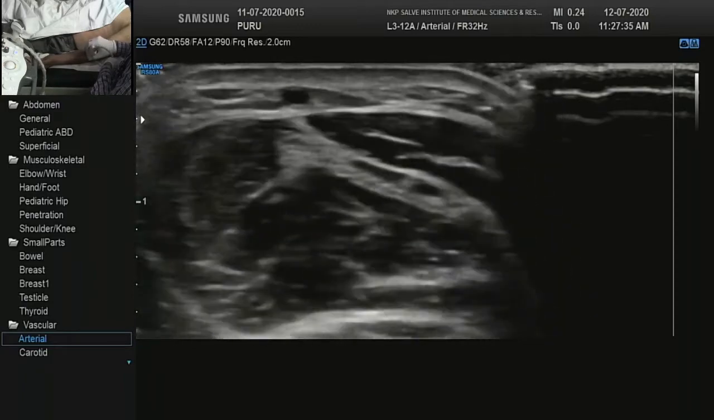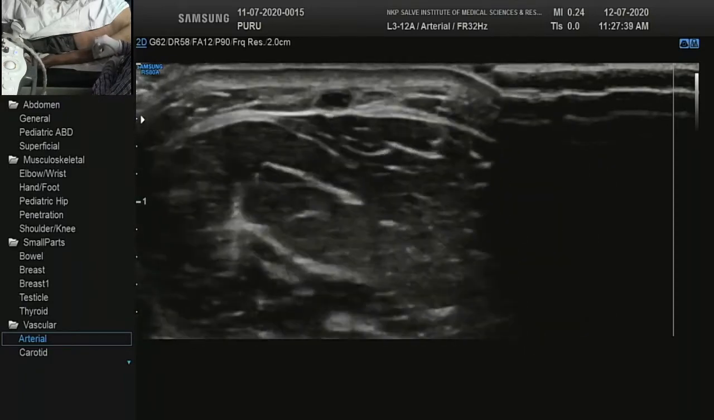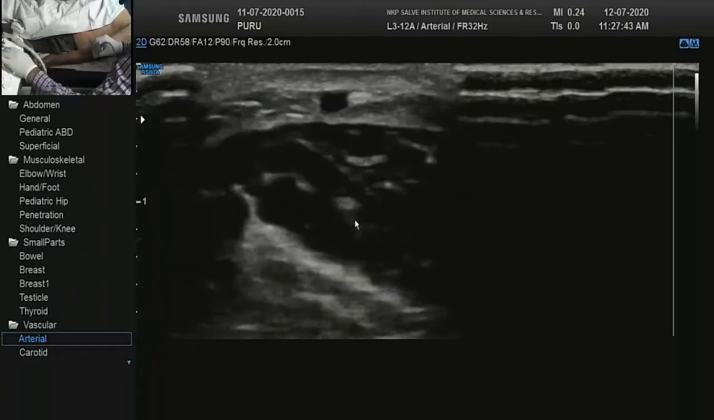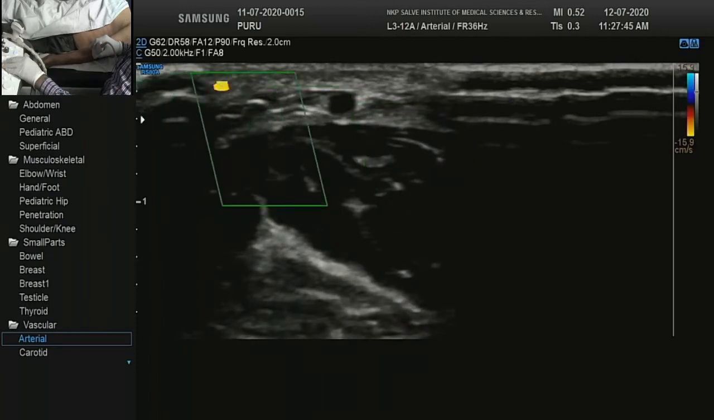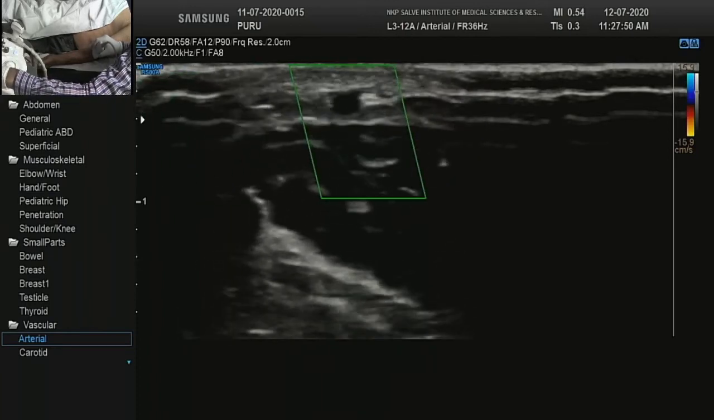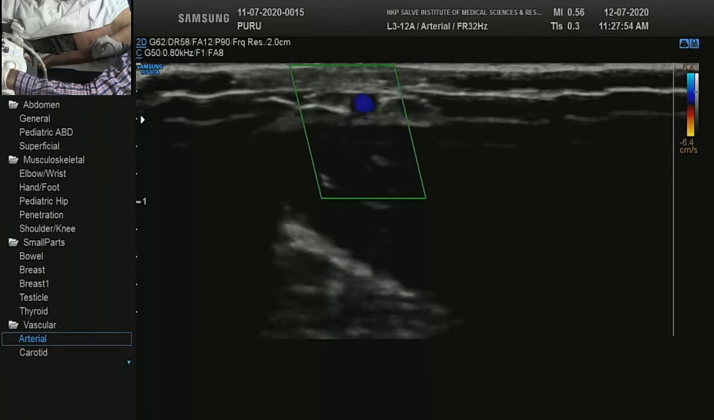This is the cephalic vein without the pressure. You can see it is compressible very easily. This is the cephalic vein. I'll put color for better identification. See, the vein is not showing any flow. Now I have reduced the PRF. Vein is showing flow.